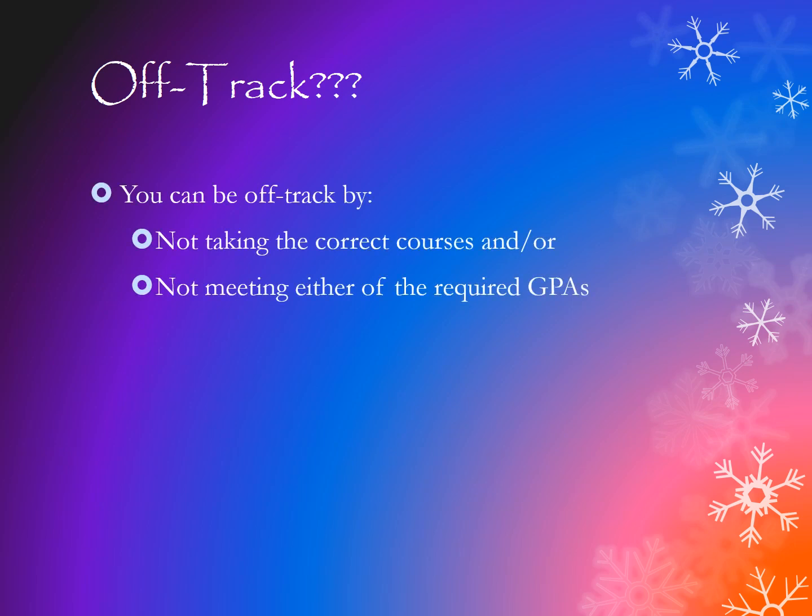Now that we've talked about the importance of being on track and how to get on track, I want to talk about what happens if a student is off track, because obviously they're going to ask you about that. Students can be off track in two different ways. They can be off track if they're not taking the correct courses, or if they're not meeting the required GPAs, or they could be off track in both ways.